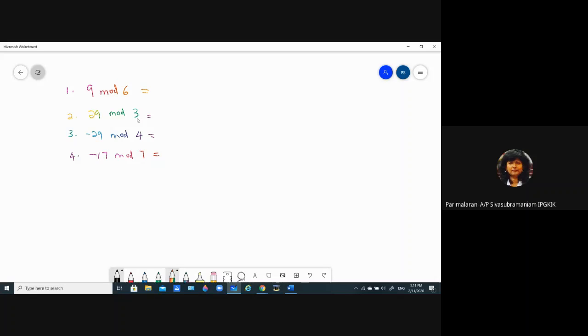Okay, number 1, what is 9 mod 6? Anybody? 3. 29 mod 3? 2. What is negative 29 mod 4? 3. Negative 17 mod 7? 4, yes. If you have got all these answers, then you know you understand, okay?